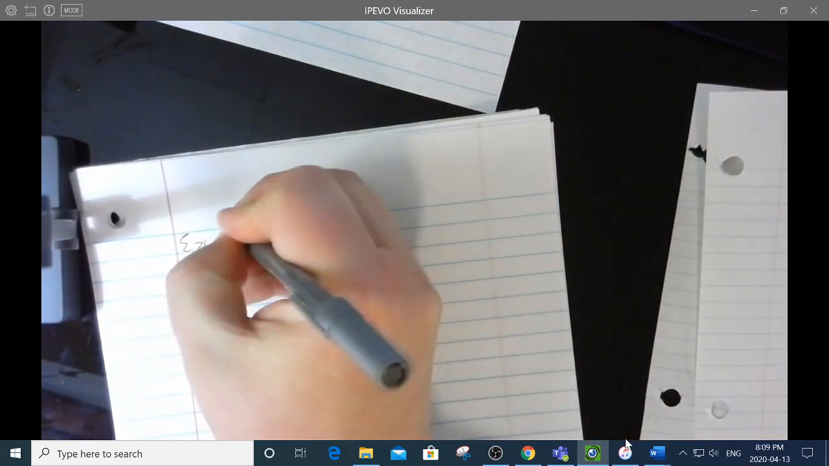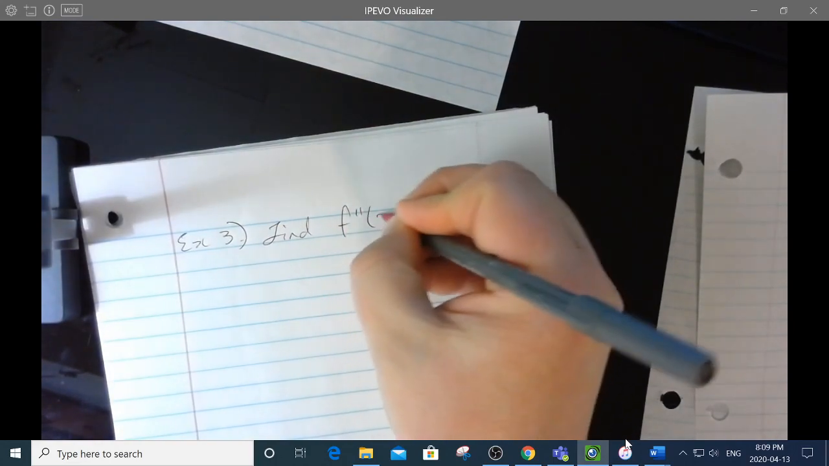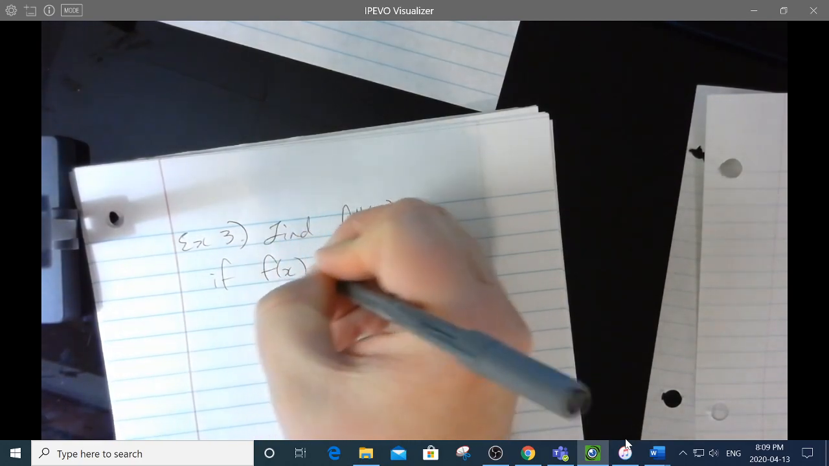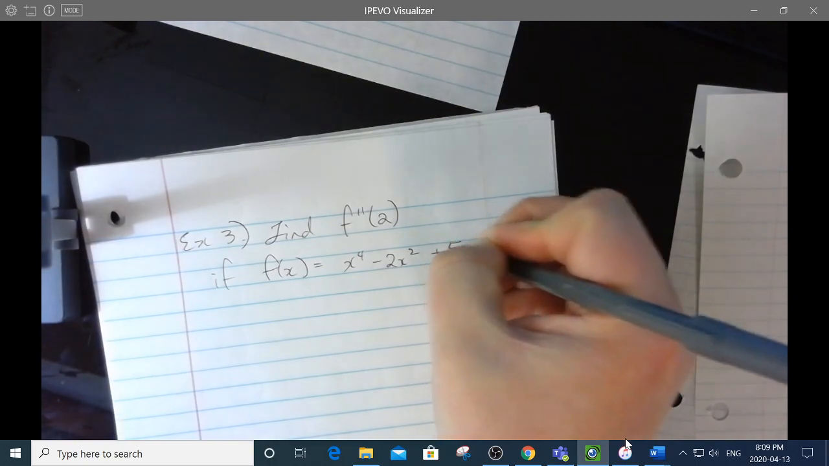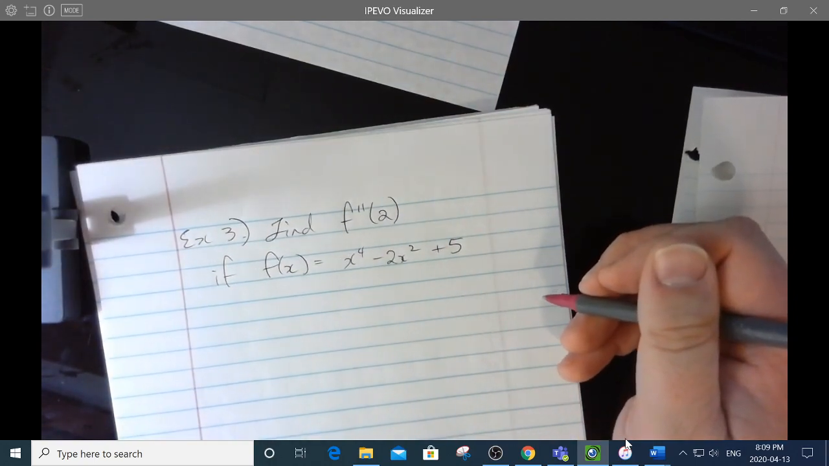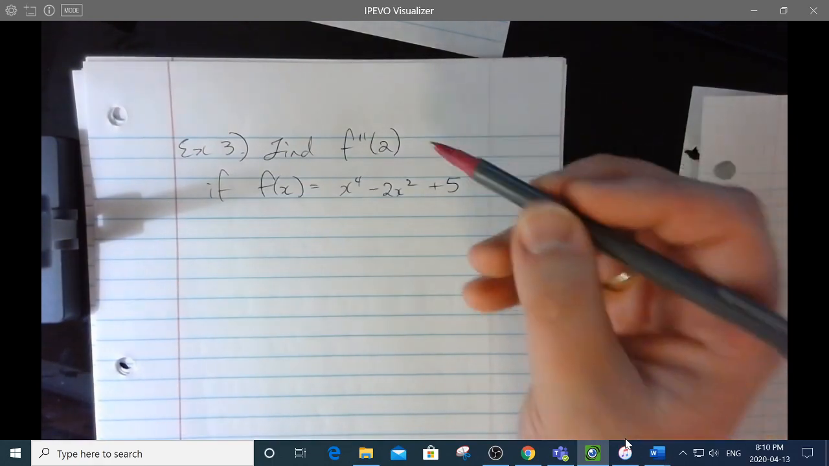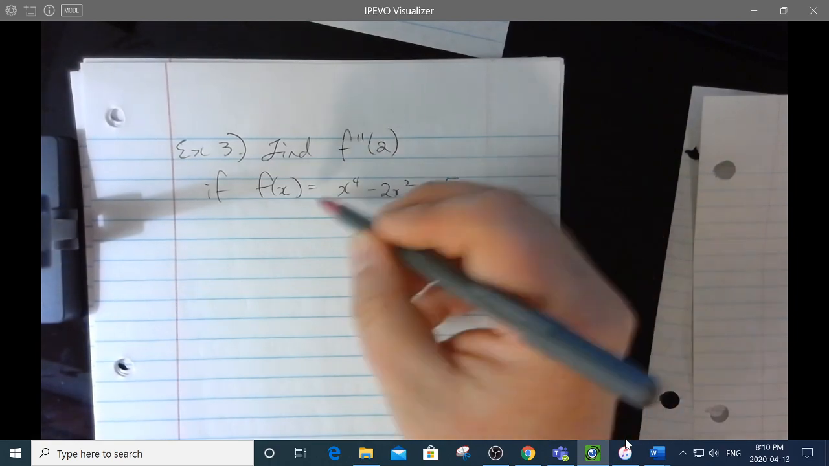Example 3. Find f double prime of 2 if f of x is equal to x to the 4 minus 2x squared plus 5. Okay, so what is this asking me actually? Well, it's asking me to, first of all, find the equation of the slope.